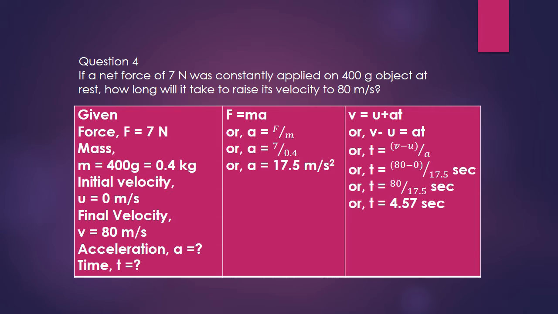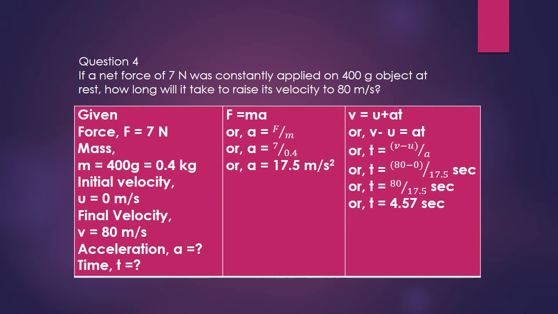We don't know the acceleration, we have to find that. A equals question mark, and we don't know the time, so T also equals question mark. So we know F equals ma, and we'll quickly put the values there and we'll get the solution. So F equals ma, so A equals F upon m. If we put the values of F and m, A equals 7 upon 0.4, and A becomes 17.5 meter per second square.